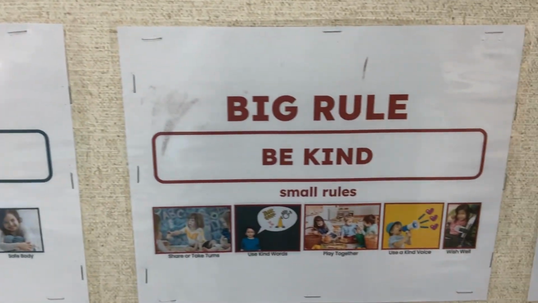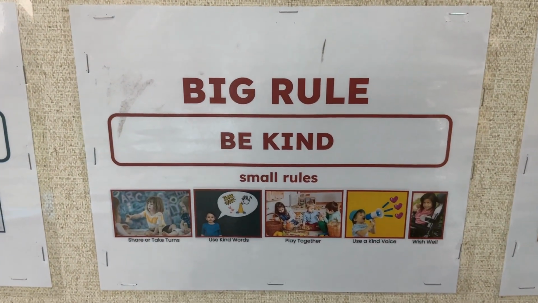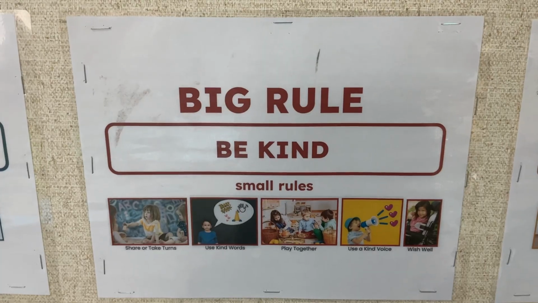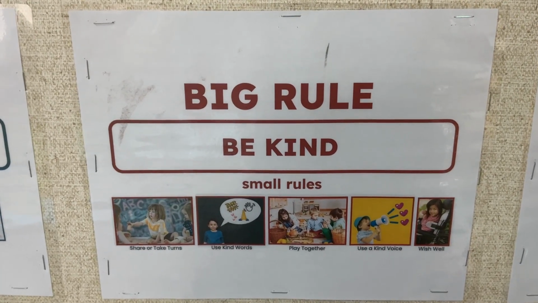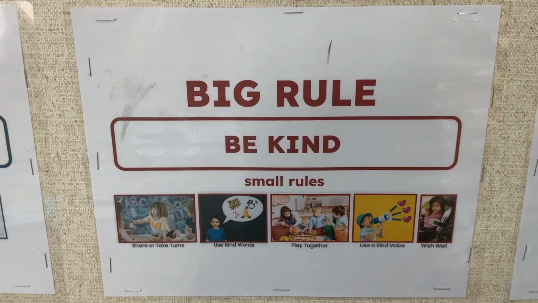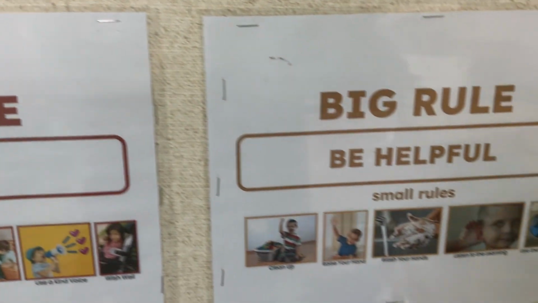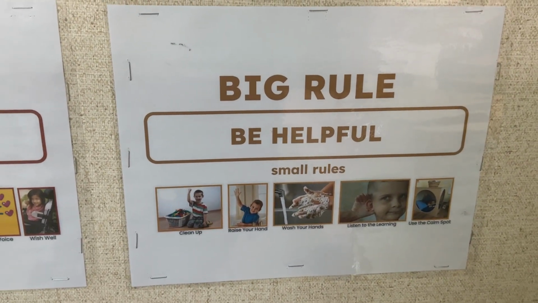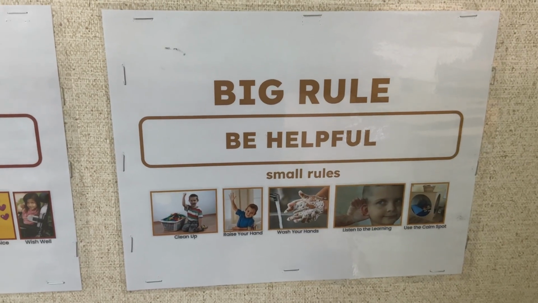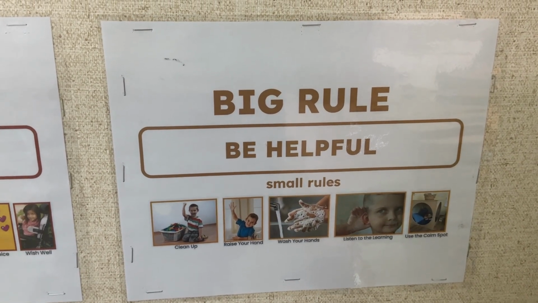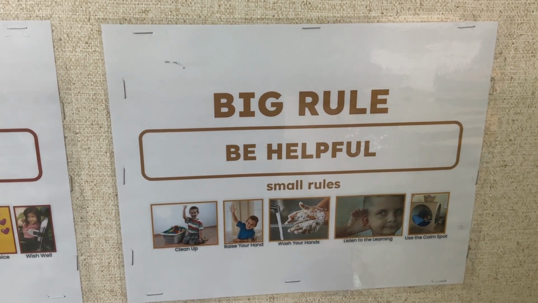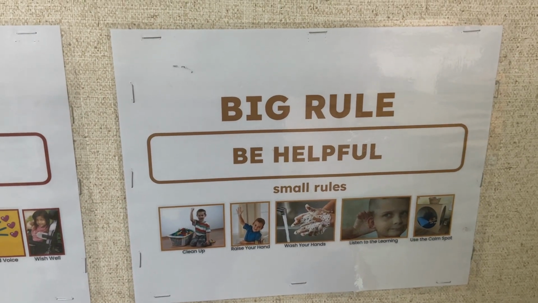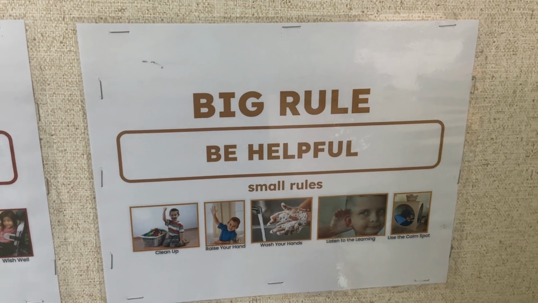Our next big rule is to be kind. That looks like sharing and taking turns, using kind words and a kind voice, playing together and wishing each other well. And then our third big rule is to be helpful. That looks like cleaning up, raising your hand to get attention or saying look, washing your hands, listening to the learning, and using the calm spot if your feelings are needing some time and space.